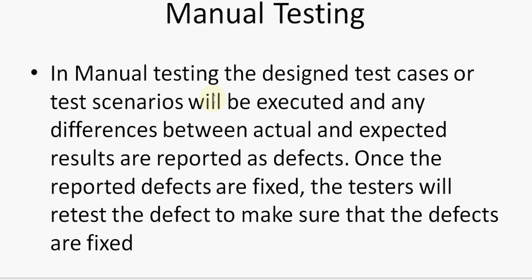So the manual testing process is: you test, and if the actual and expected results are different, it's a defect. Then you report the defect, the developers fix it, and they give you a new build, or however your company works. When the defect is fixed, you retest it to make sure it is fixed. There are different types of manual testing, which we will go into in detail in other tutorials.